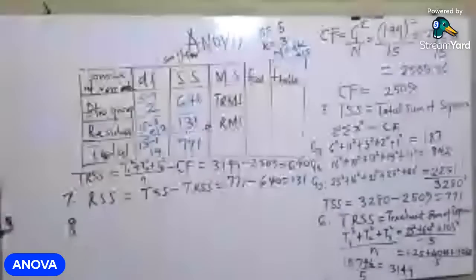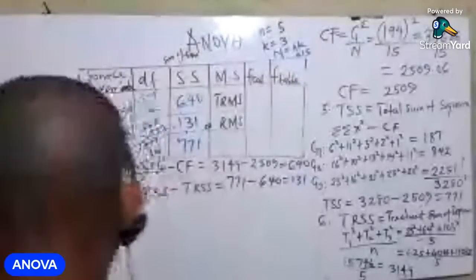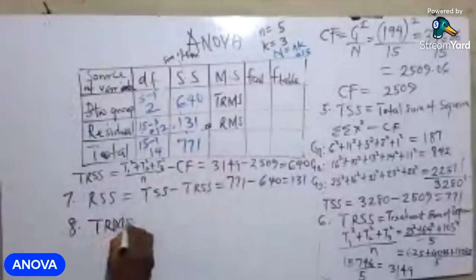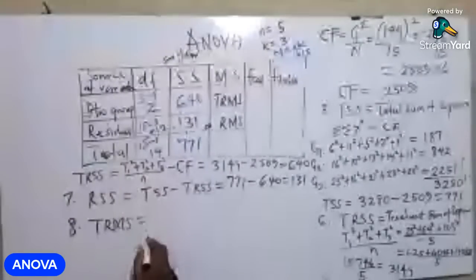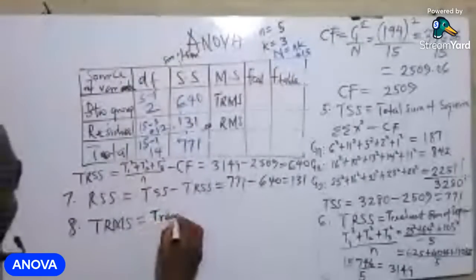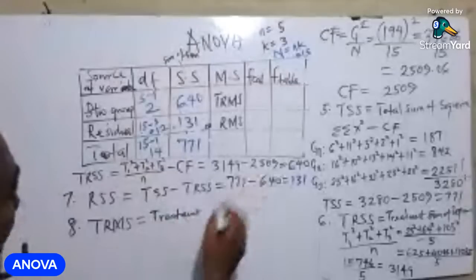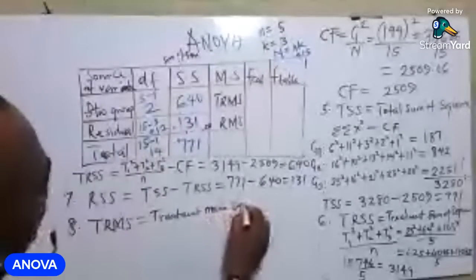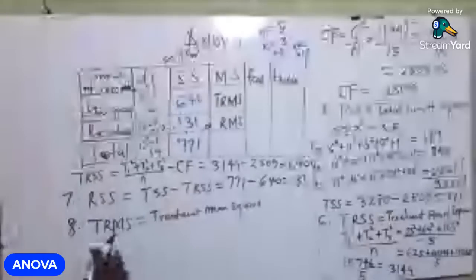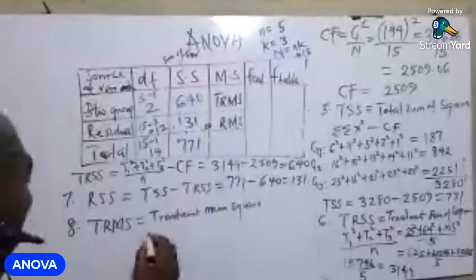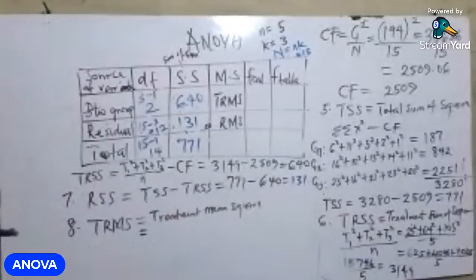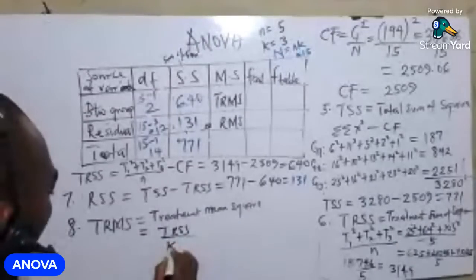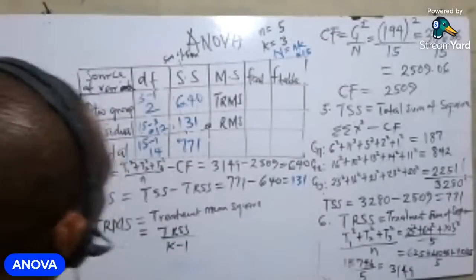So what is step 8? As you can see, step 8 now is to get your TRMS. What is the full meaning of TRMS? That's treatment mean square. Don't forget that it's different from treatment sum of squares. So what is treatment mean square? The treatment mean square is just TRSS divided by K minus 1.